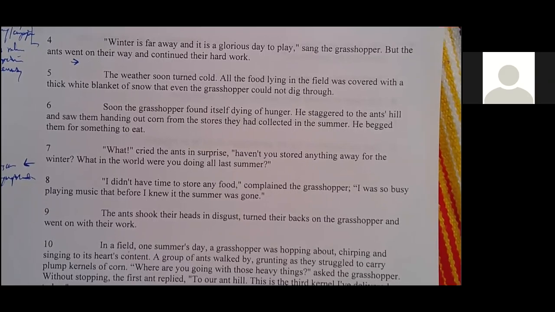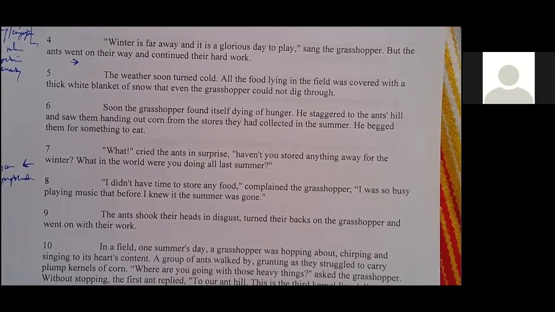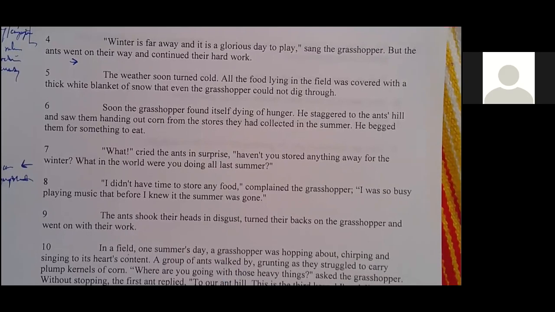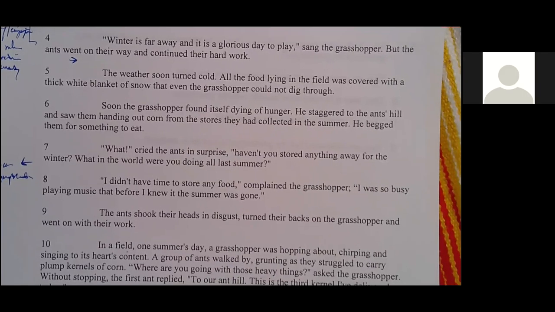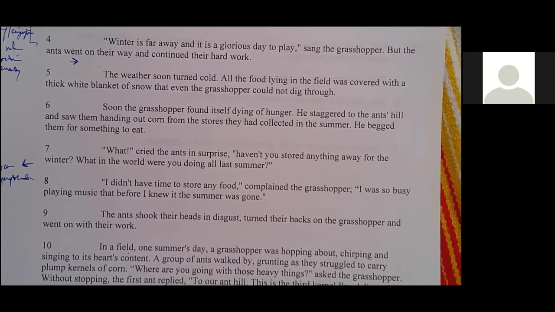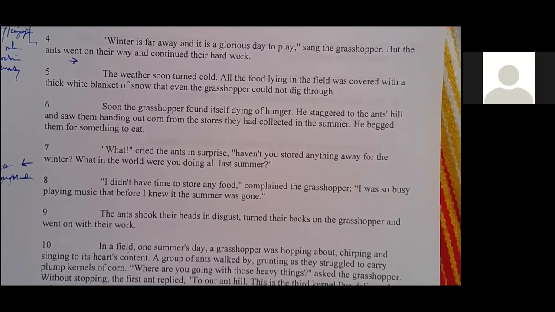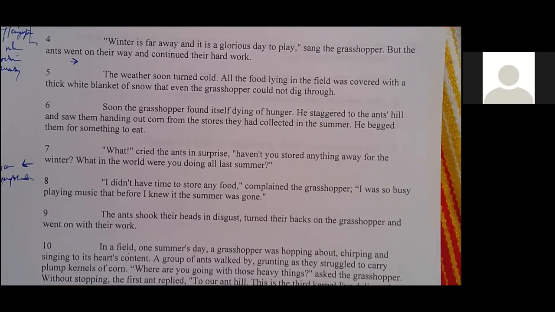What message is the author trying to give us? Lewis, what do you think, bud? Oh, the author is trying to give us the message that even though the grasshopper didn't get any food, it still didn't learn its lesson. Yeah, so what we can say here is that we have to take care of ourselves. It's our responsibility to take care of ourselves. And when we don't, that leads to sort of disaster.